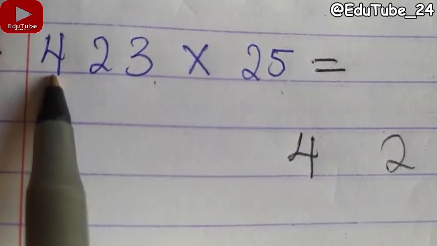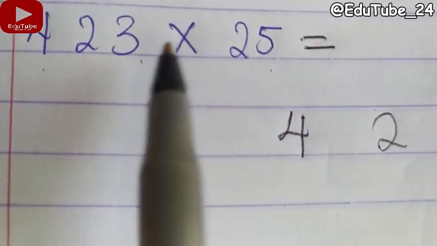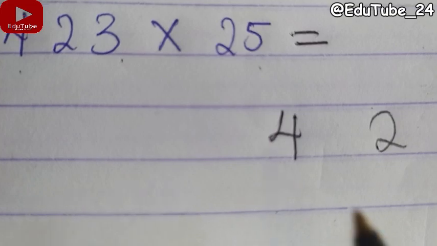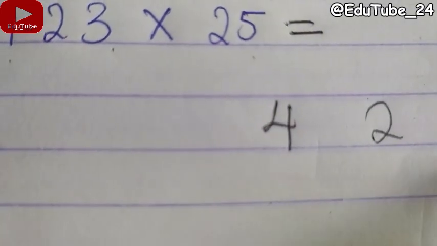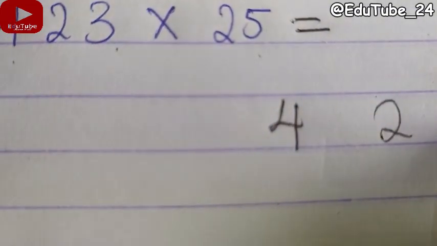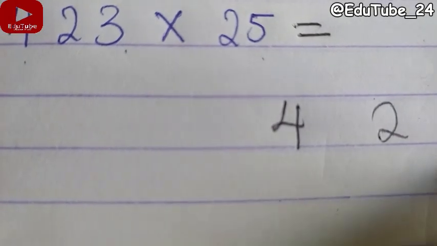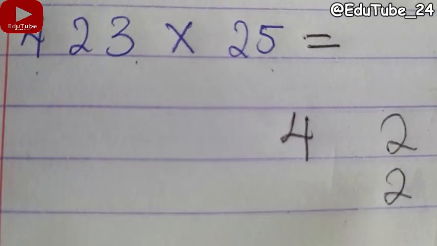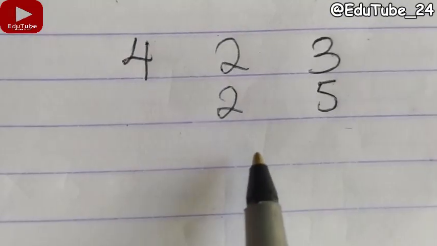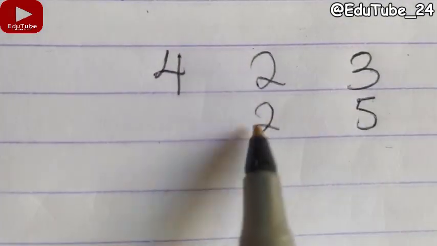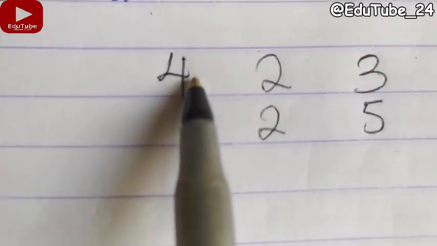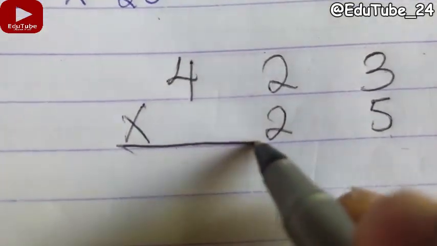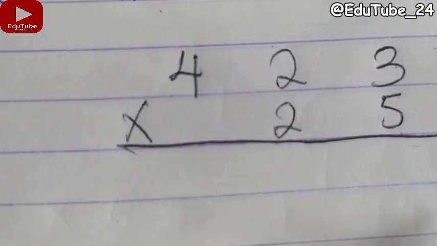Now you will notice that 423 consists of 3 digits, while 25, which is the multiplier, consists of just 2 digits. So to arrange 25, you have to arrange it in place value such that 5, which is the unit, will be below 3, which is also the unit in 423. And then 2 will be below 2, which is also the tens. So this is the appropriate way you arrange the numbers in place value. So 423 multiplied by 25. Now I will rule my line, but then I will not rule my second line.